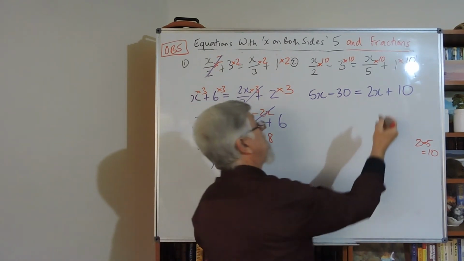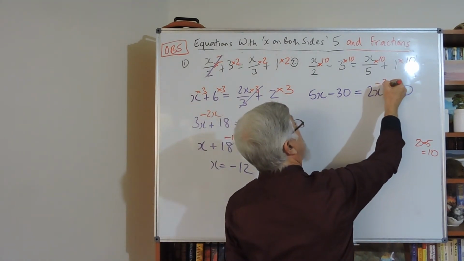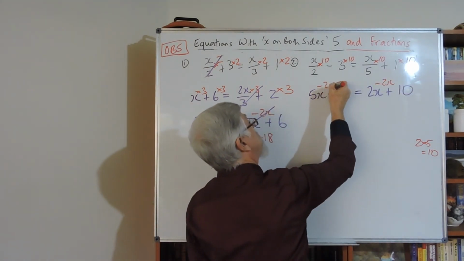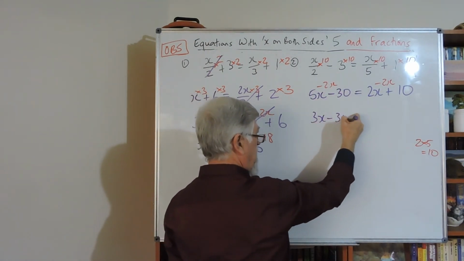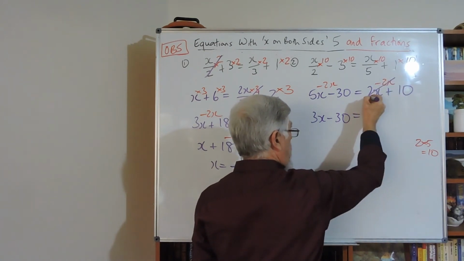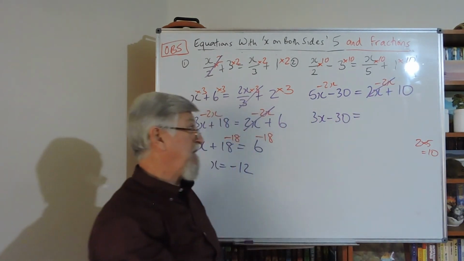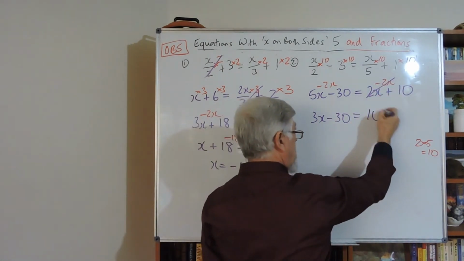So I want to get rid of the 2x from the right hand side. So if I take 2x from the right, I take 2x from the left to balance it up. And now it's really easy. We've got 3x take 30 equals, they're gone. Don't have to cross them off, don't have to show anything. You can just write that down.